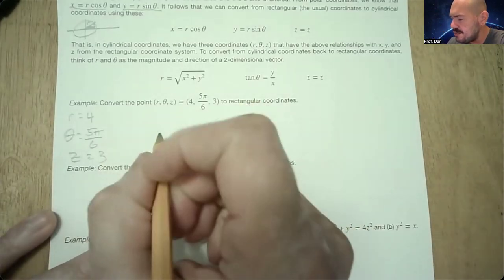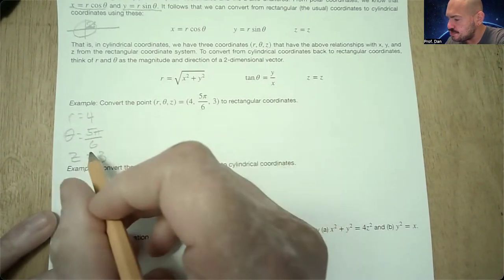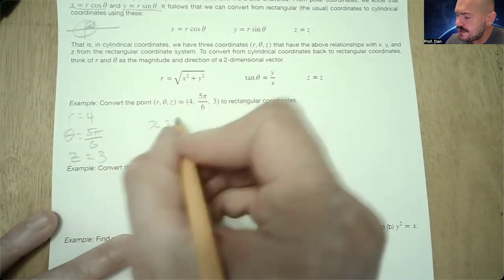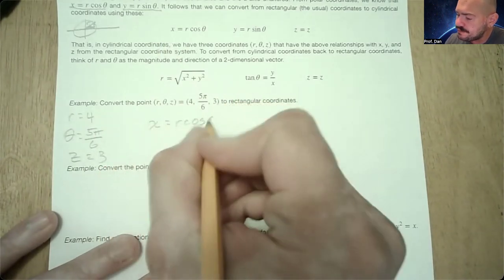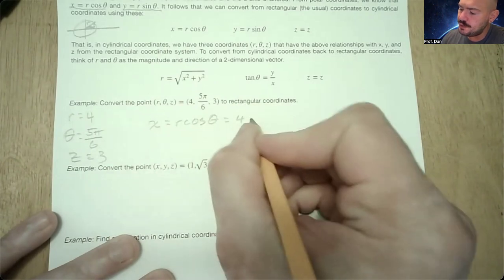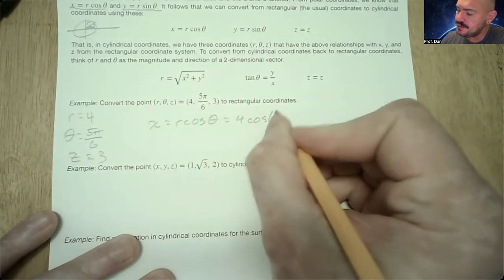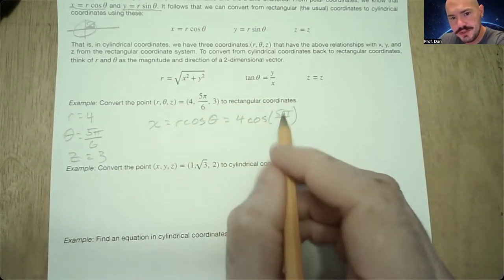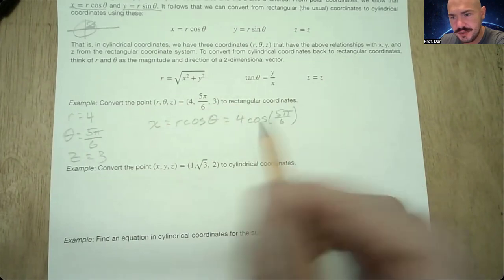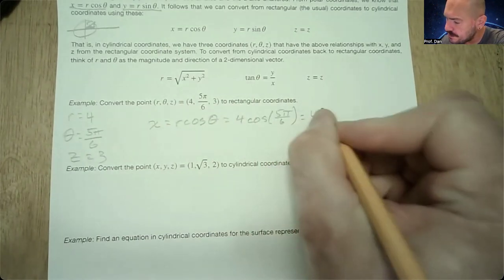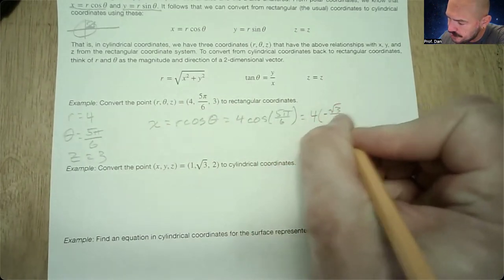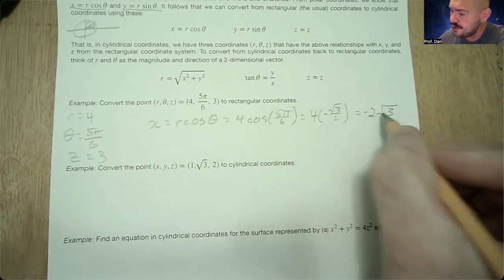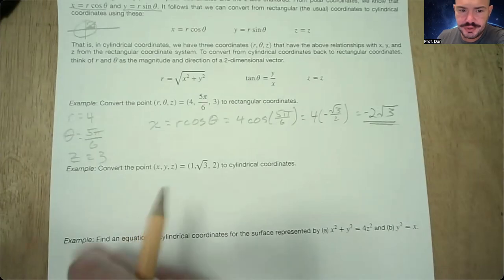But to get x, we would need to find r cosine of theta. So here we know r is 4. We know theta is 5 pi over 6. And we know cosine of 5 pi over 6 is negative square root 3 over 2. 4 divided by 2 would give me 2. So this is our x coordinate, negative 2 square root 3.